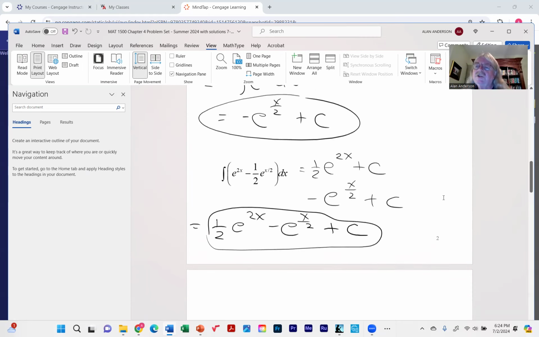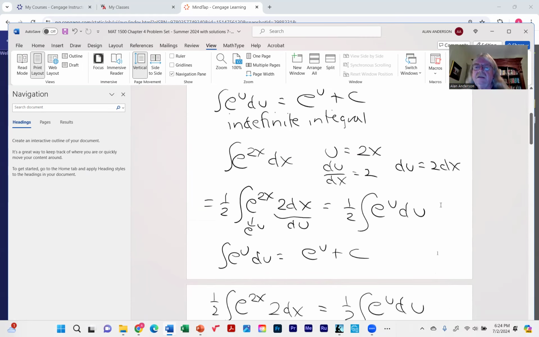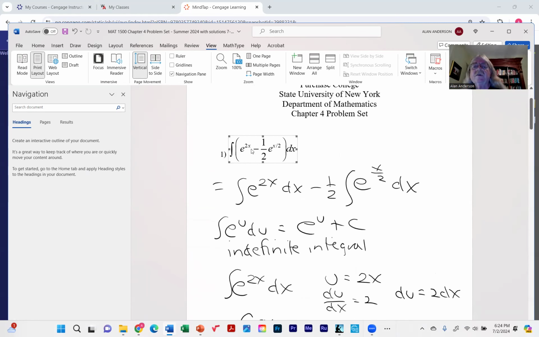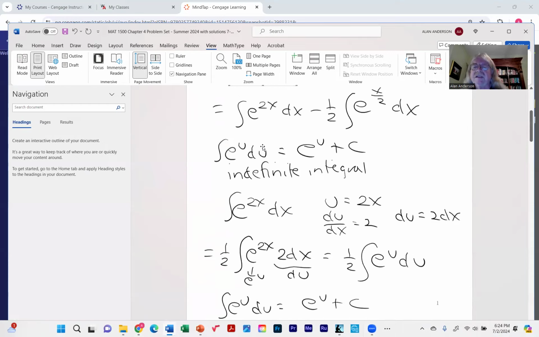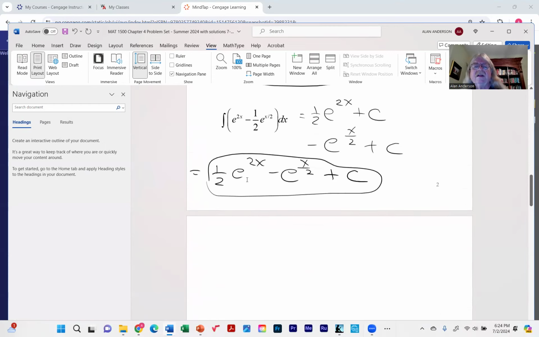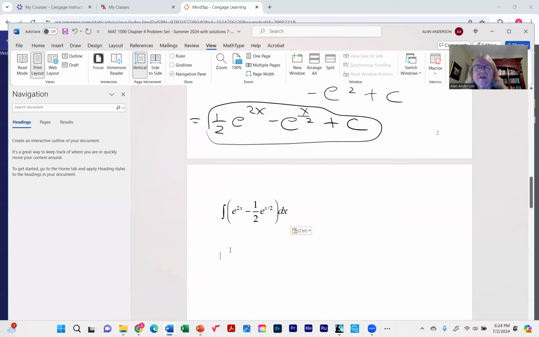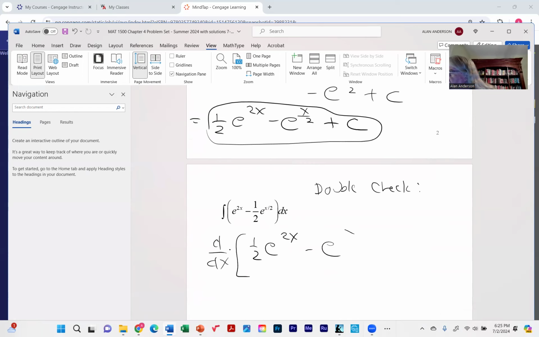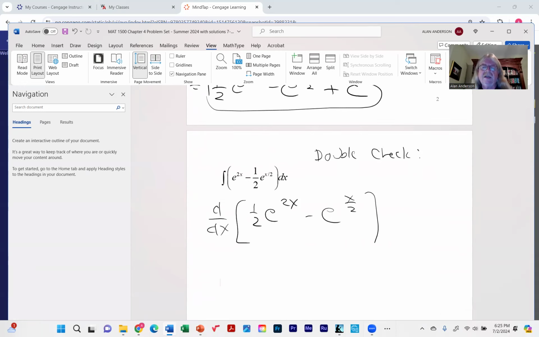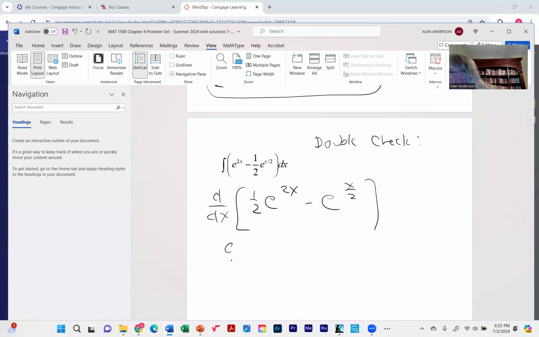Now, if you're not sure that you've done this correctly, it's a simple matter to take the derivative of the result and make sure that it matches what you're seeing here. Okay, so we don't have to do this every time, but just for this one, why don't we go ahead and do our double check? We don't have to worry about the constant because its derivative is clearly equal to 0. Okay, so let's break this up into two derivatives.